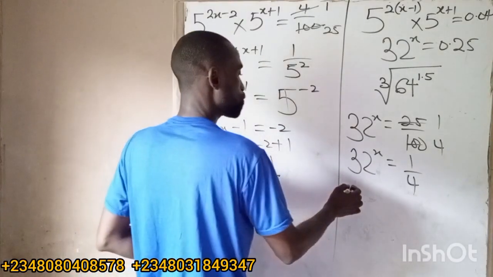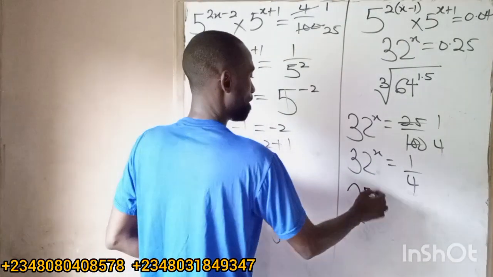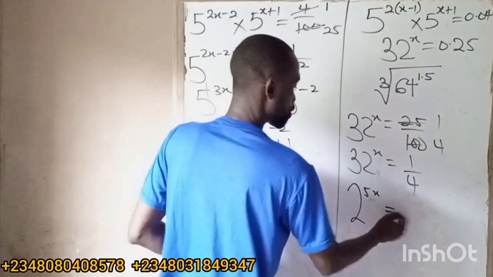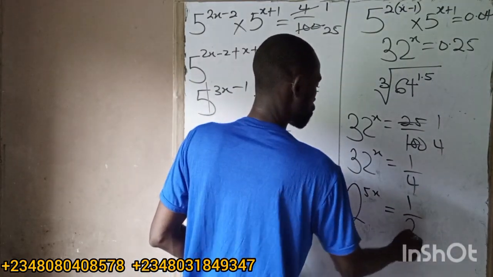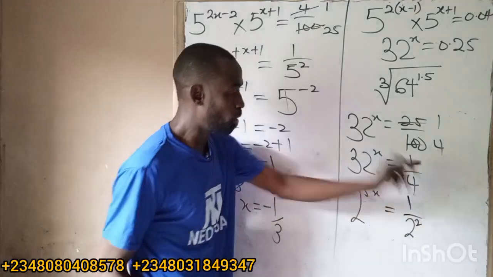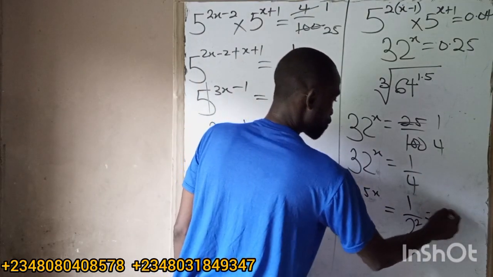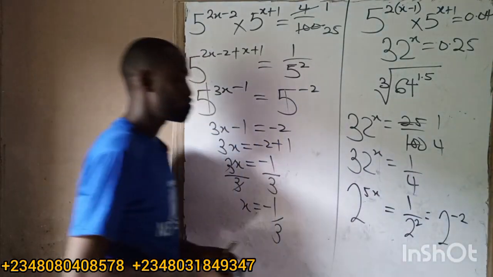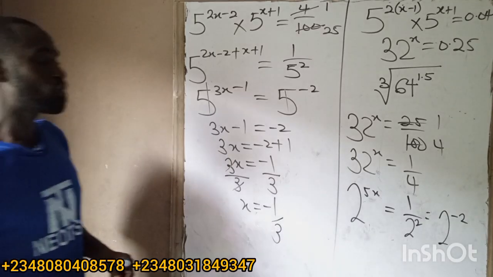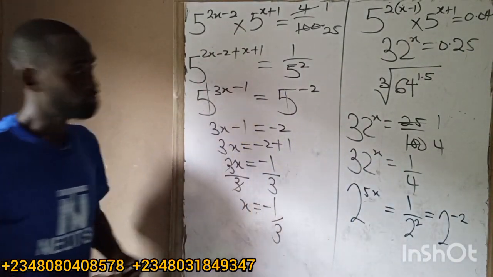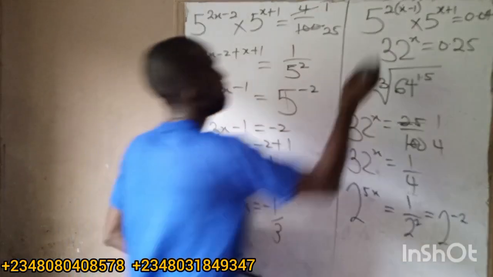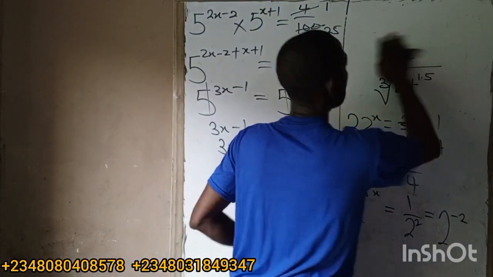So this one can be 2 raised to power 5x is equal to 2 raised to power 5, which is what? 32, times x, 5x. This will now be what? 1 over 2 raised to power 2. And this one should go up. It becomes 2 raised to power minus 2. So I'm having 2 raised to power 5x is equal to 2 raised to power minus 2. Okay?